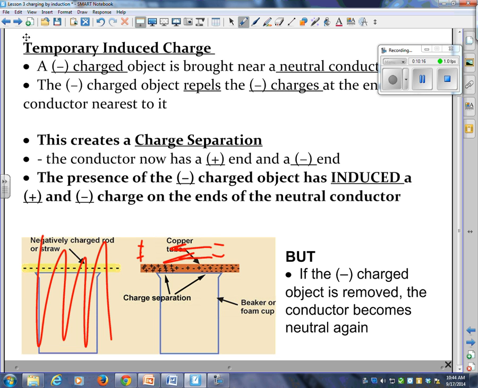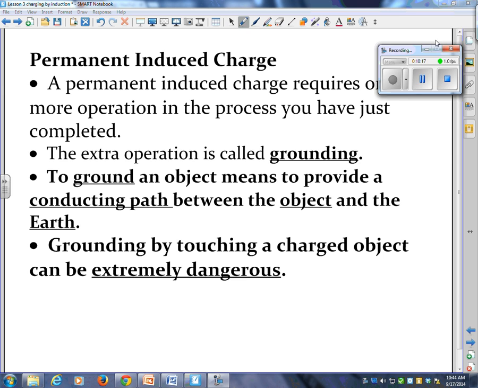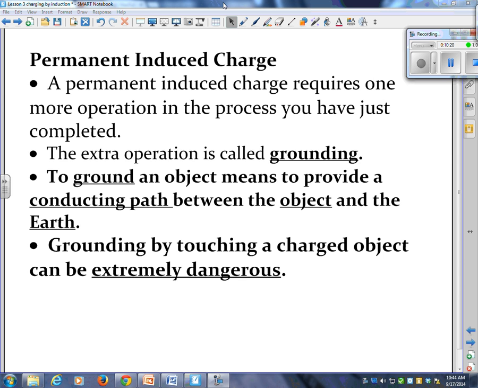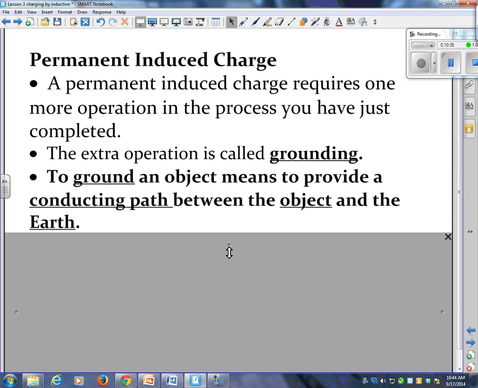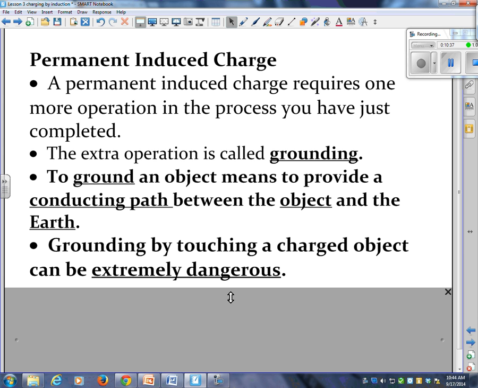Can we do this permanently? And the answer to that is yes. You can permanently induce a charge. Permanent induced charge requires one more operation in the process that you've just completed, and that process is called, do you have it there? No, you don't. The extra operation is called grounding.